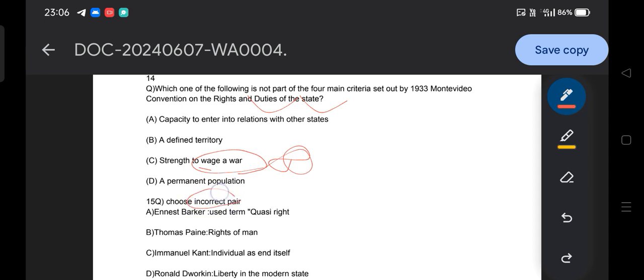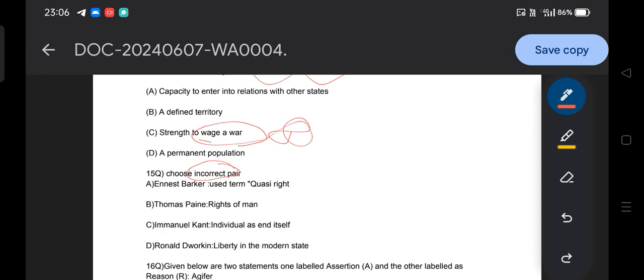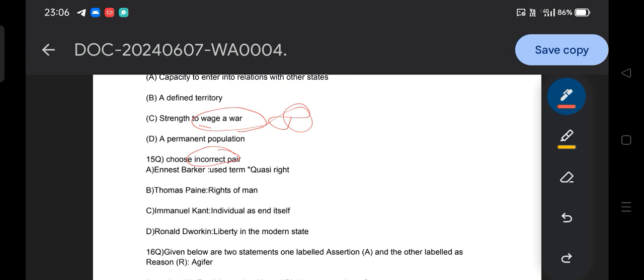Choose the incorrect pair. You need to find the incorrect pair. Option A, Ernest Barker used the term quasi rights. Option B, Thomas Paine, Rights of Man. Option C, Immanuel Kant considered the individual as an end in itself. Option D, Ronald Dworkin wrote a book, Liberty in Modern States. So which is incorrect, guys? What do you think?